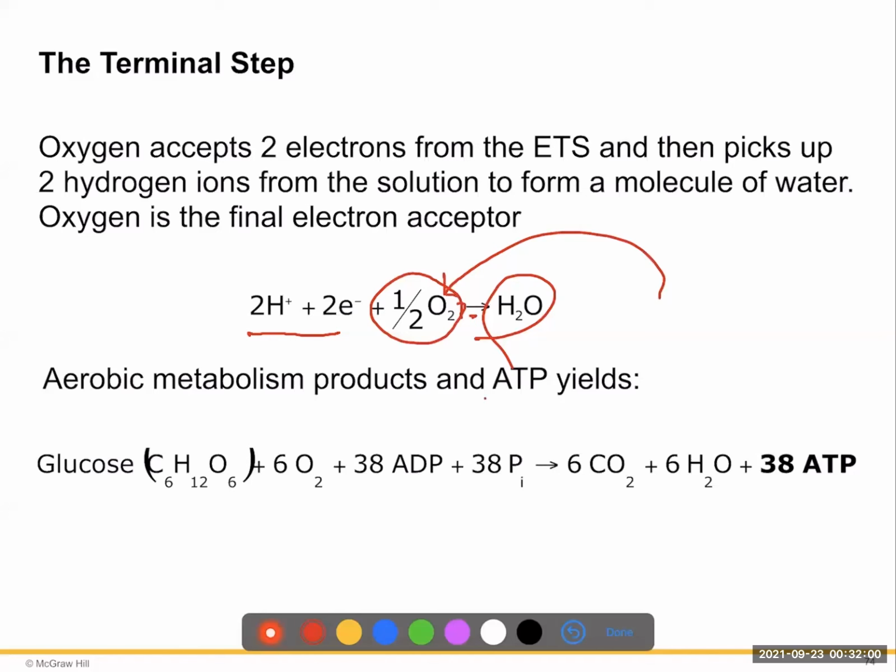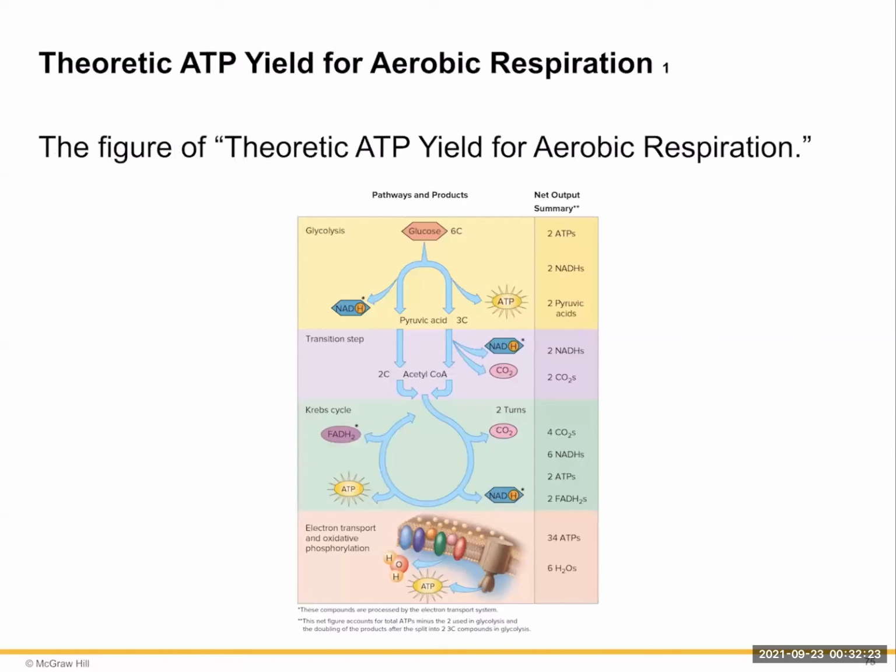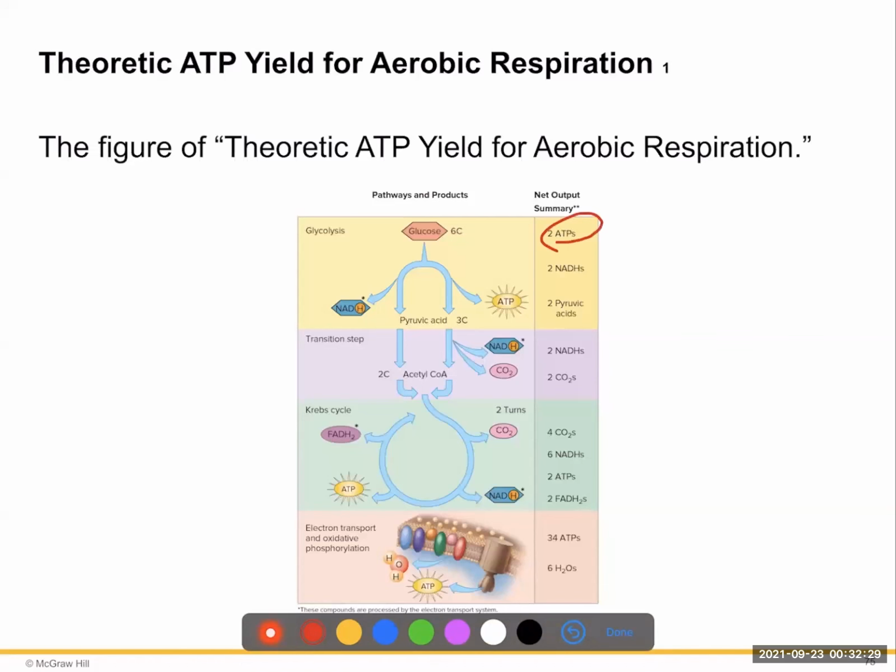Okay, so ATP from glycolysis, Krebs cycle, and the electron transport chain in aerobic conditions produce about 38 ATPs for every 1 glucose molecule. Okay. So theoretically, you can produce glycolysis. These are the different ATPs that are formed.